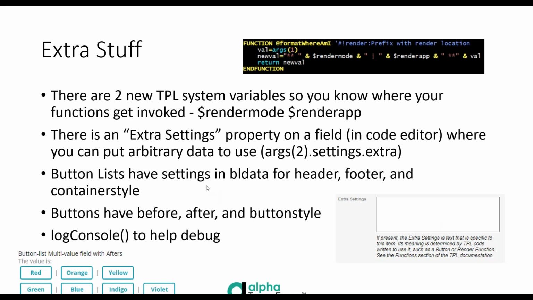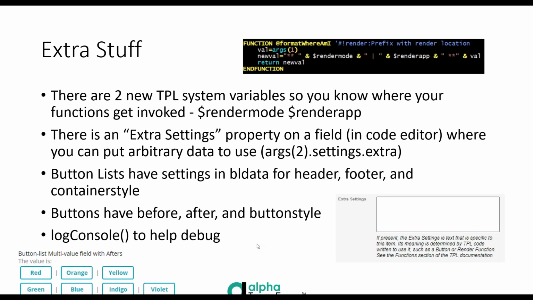There are settings for button lists for headers and footers. And you do have some control over the container style, which is the whole thing that represents the button list. The buttons themselves have before and after attributes. So in this case, you could put characters or HTML between the buttons, line feeds. You have some control over button style too, if you don't want to completely generate your own and just tweak the style that comes out.